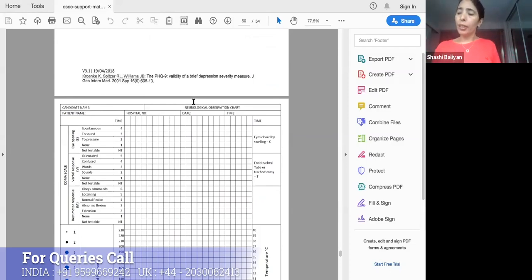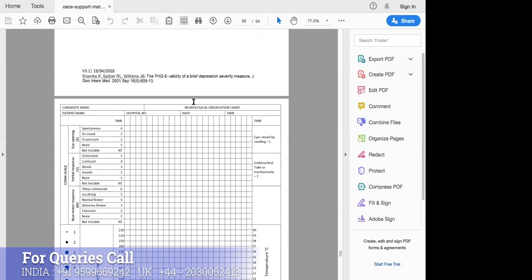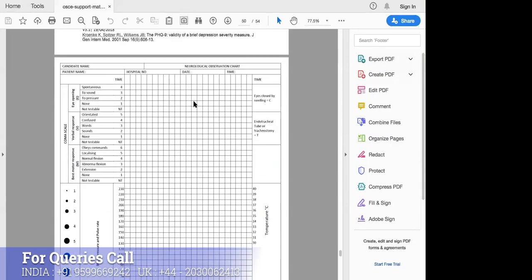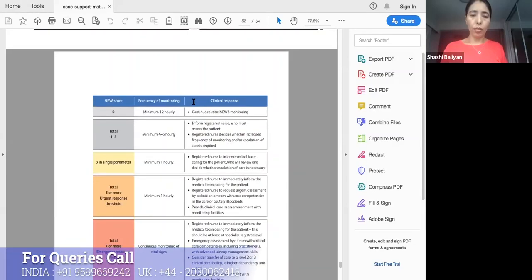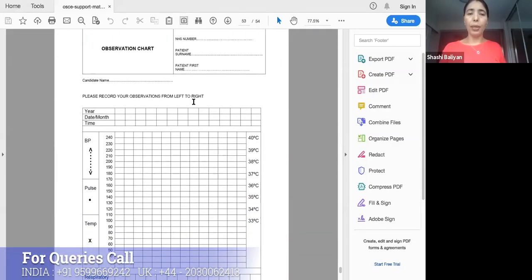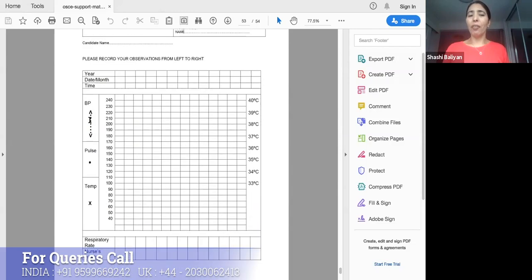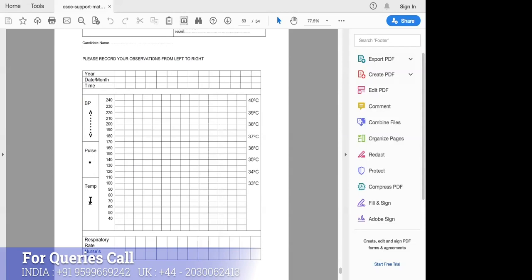In the community setting, there are 3 types of chart that you can get. One is the simple TPR chart, which is going to come somewhere over here. Yeah, so this is a simple TPR chart, an observation chart. As you see, they have even said, blood pressure, usually you will write it like that with a dotted line. This is the pulse and this is the temperature.